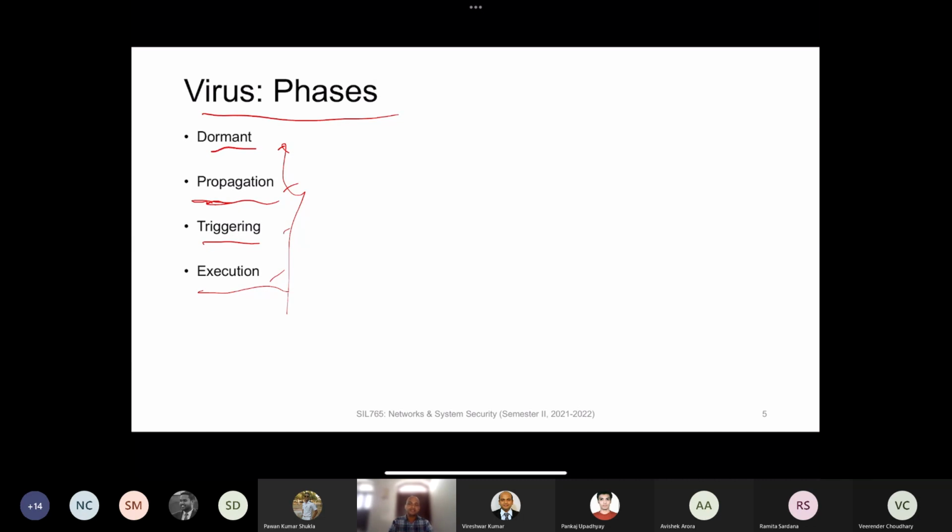So what are some of the things that could be done in each phase to detect or prevent these phases? Of course, dormant is just the starting state, so we are not worried too much about it. Propagation is the phase where we want to prevent infection of our devices, so there could be some preventive mechanisms. And then triggering: there could be some ways that even if your system is infected with a virus, the virus could not be triggered easily.